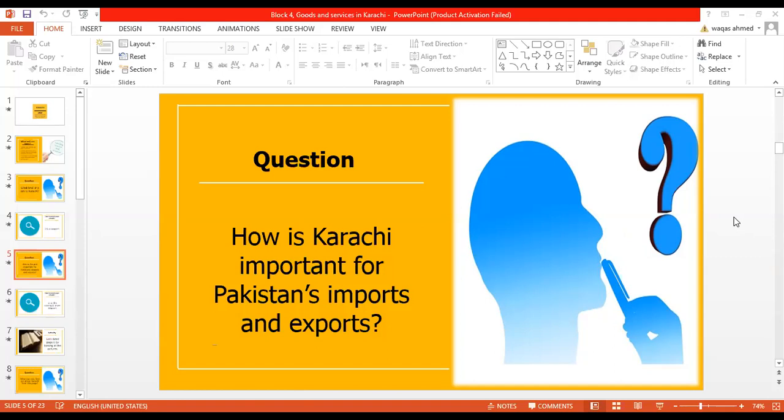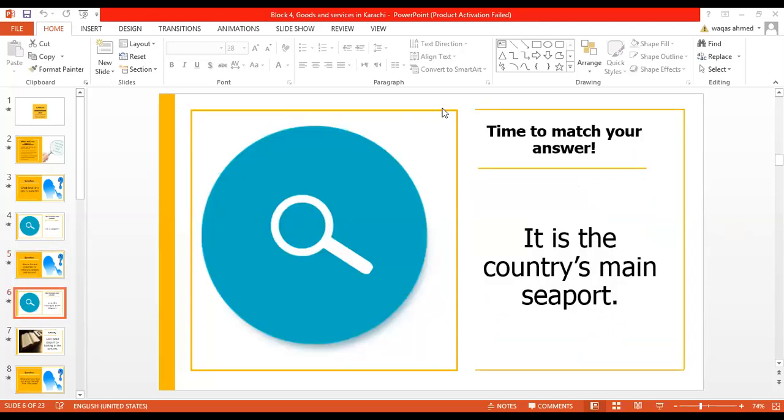Karachi has a great amount of sea, so that's the reason we can see a lot of ships which come to Karachi, and the people of Karachi do their business in this way. How many students have understood? Raise your hands. So let's check the answer again from this slide and confirm it. It is the country's main seaport. There's a big seaport here. I've told you in detail, and the reason as well.